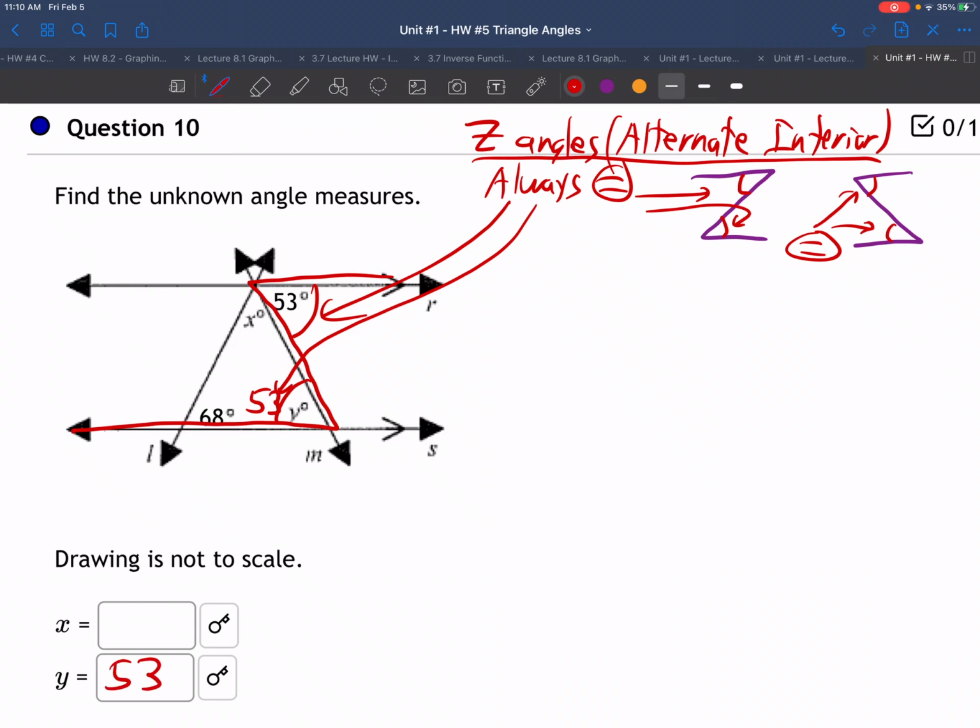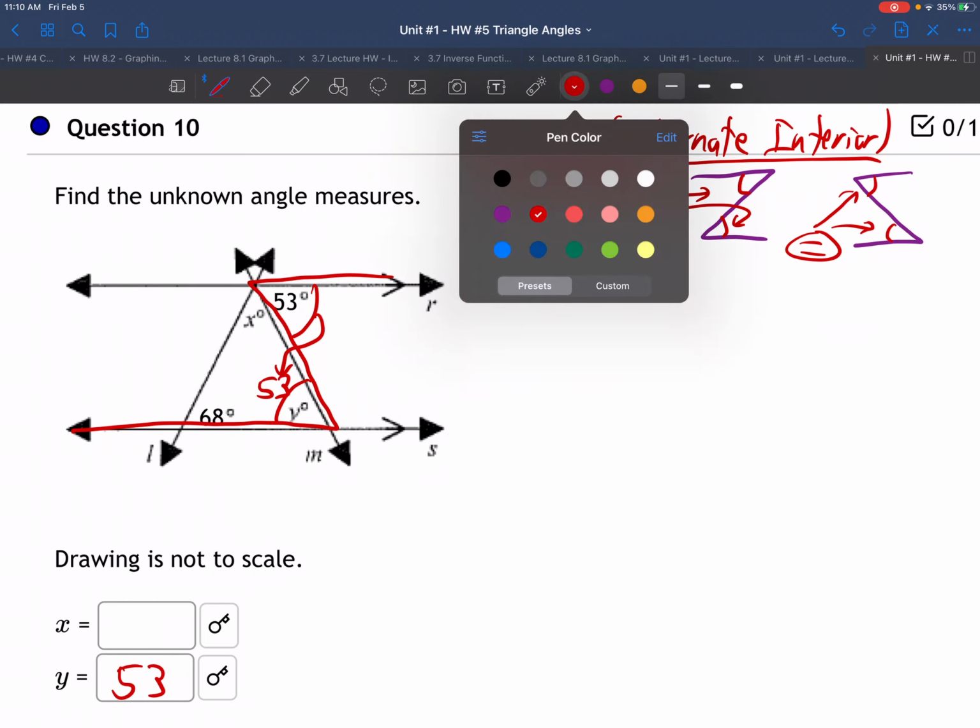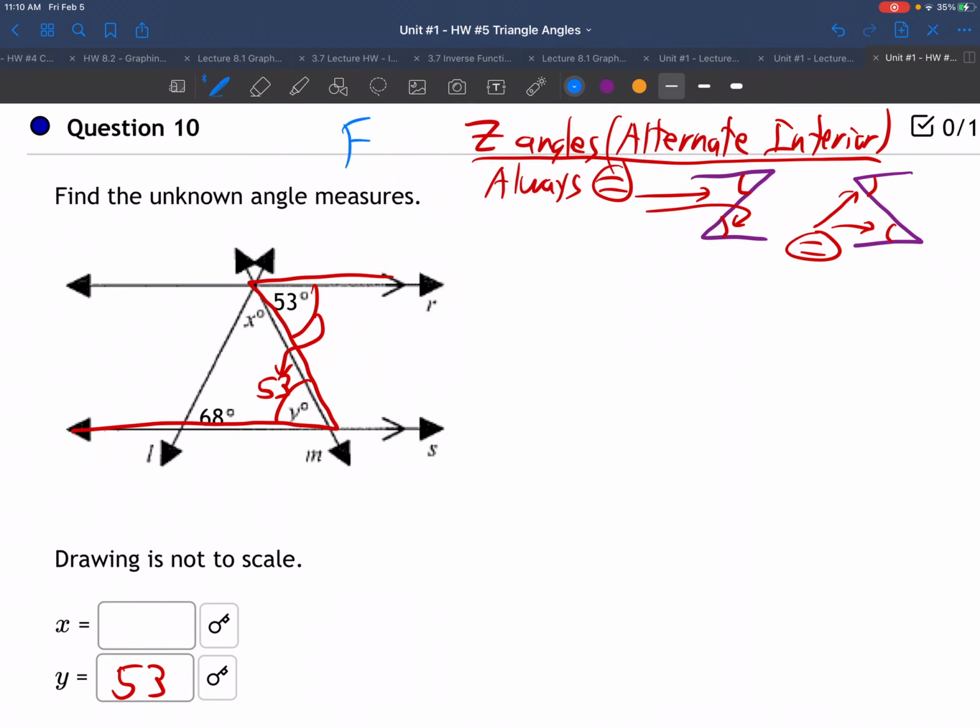In fact, let me just back this up a little bit. Let me just do it like this. Right there, 53, 53. It's got to be the same thing. They're Z angles. They're equal. Okay, so that's the first fact. That's fact number 1 there. Z angles are always equal.